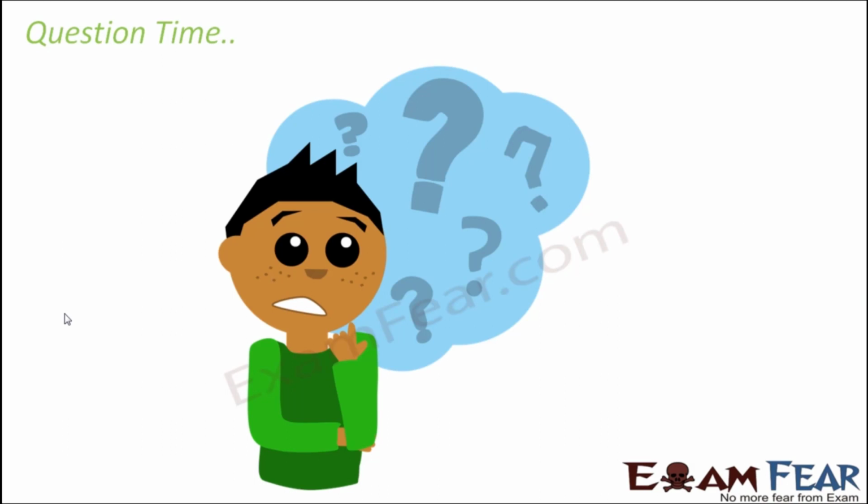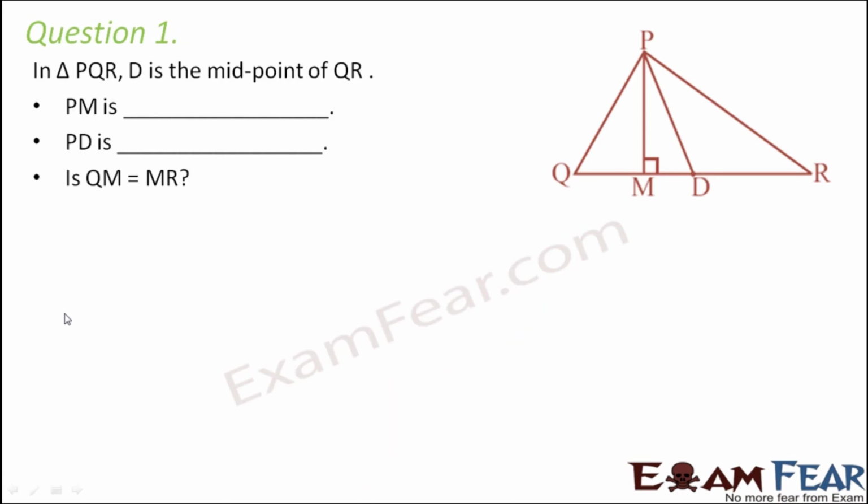So based on whatever we have studied so far, let us quickly look at some of the questions. Question number 1. In triangle PQR, D is the midpoint of QR. That means QD is equal to DR, right? Because D is the midpoint. So what is PM? PM is a line segment which is drawn from P to its opposite side such that it is perpendicular to the opposite side. That is nothing but the altitude or height. And what is PD? PD is that line segment which joins the midpoint of the opposite side to the vertex. So this is nothing but the median.